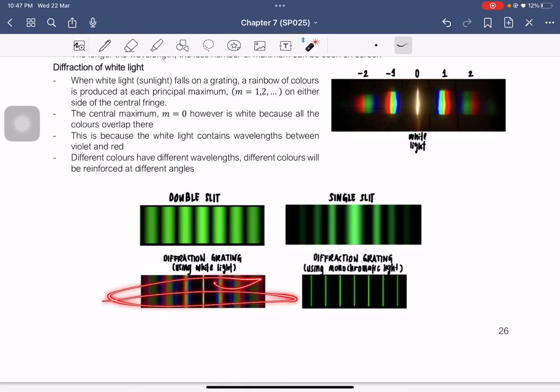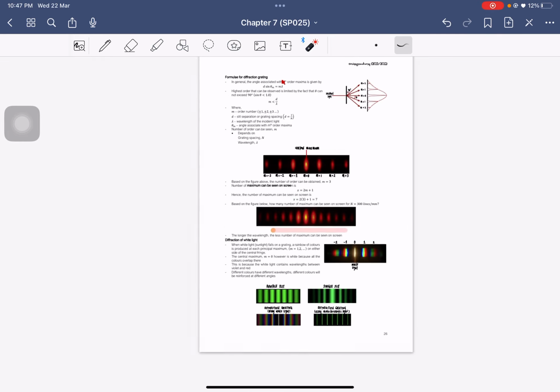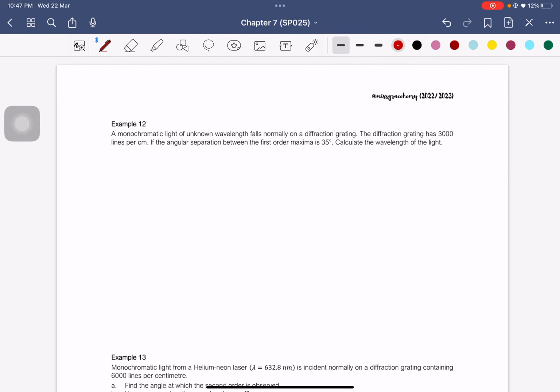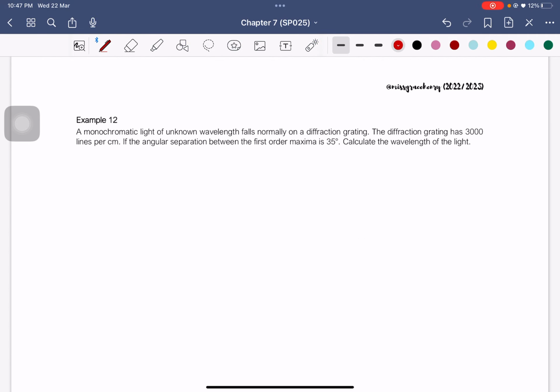So that's why we see different sorts of colors there. Okay, so let's look at an example. A monochromatic light of unknown wavelength falls normally on the diffraction grating. The diffraction grating has 3000 lines per centimeter. So that is n equals 3000 per centimeter. If the angular separation between the first order maxima is 35 degrees, calculate the wavelength of the light.